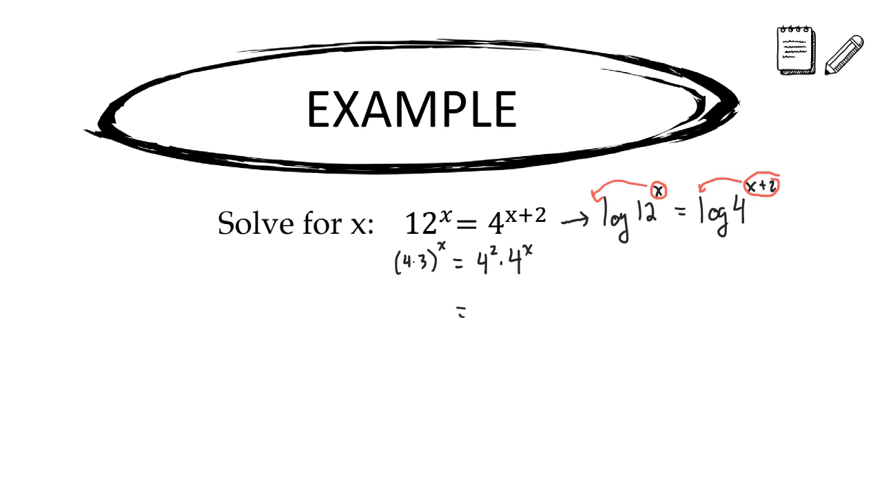Now when I simplify on the left, I get 4 to the x times 3 to the x. And on the right, of course, I just get 16 times 4 to the x. Okay, now I'm left with a 4 to the x on both sides of the equation, and I can safely divide that out since an exponential is never equal to 0, leaving me with the equation 3 to the x is equal to 16, and therefore my x is equal to log base 3 of 16.